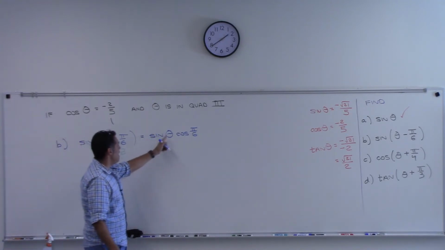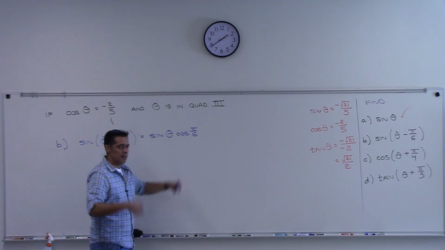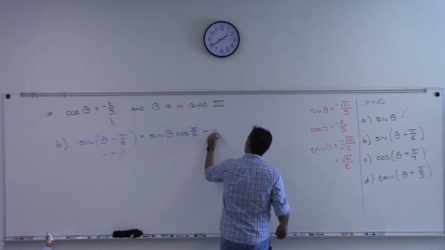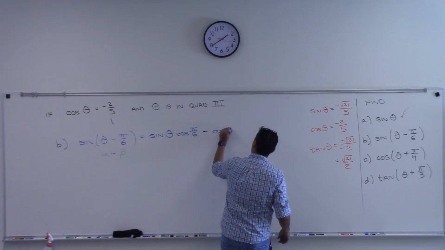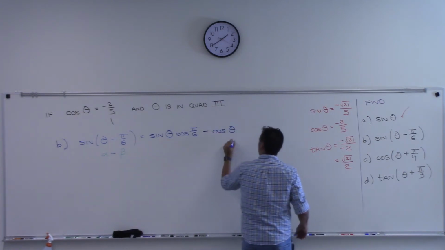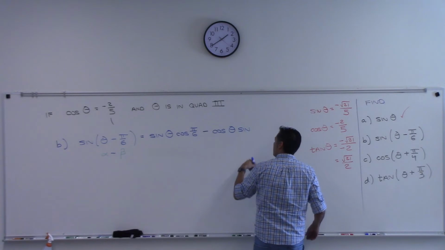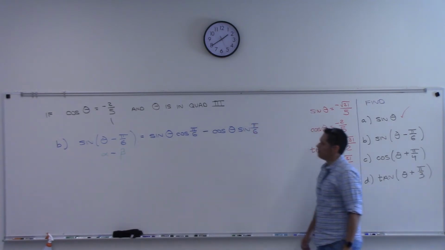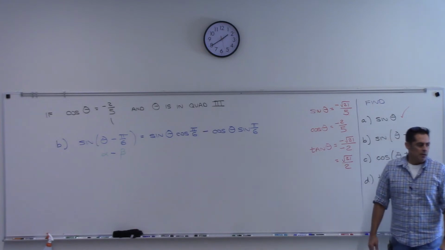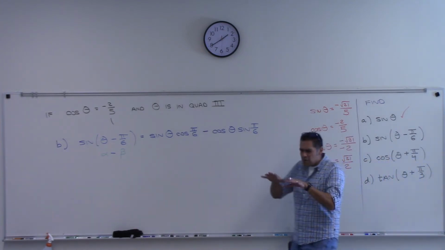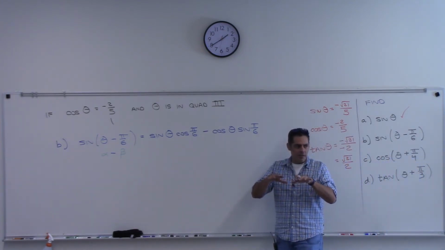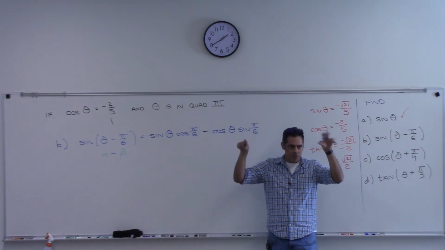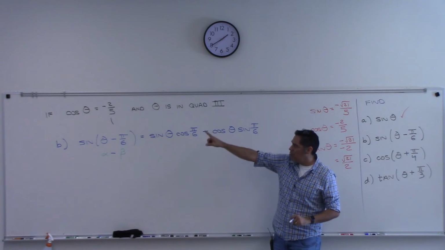So sine of alpha cosine beta, then what? Minus. Then cosine, in this case theta, right? And then sine of the beta, which is pi over 6. Good. So this is a little different than the last problem, right? Just a little bit. In the last problem we had two things we had to draw, right? Here we only have to draw one thing.